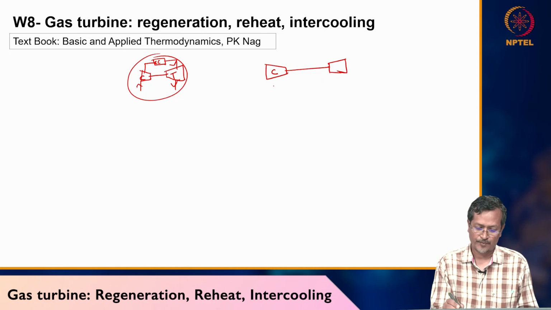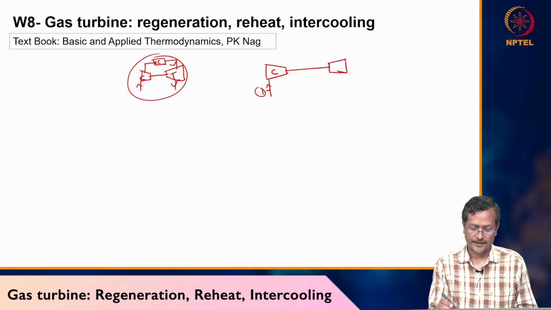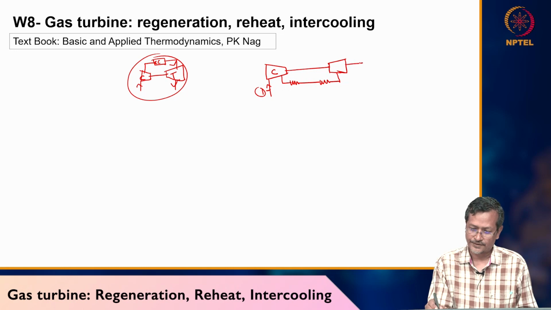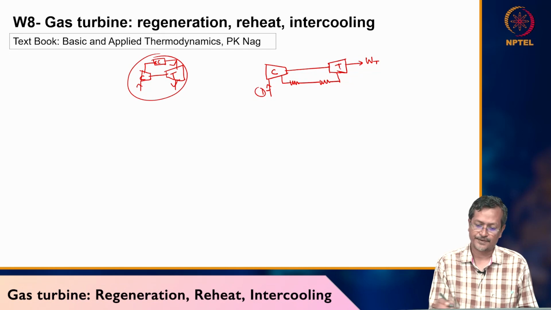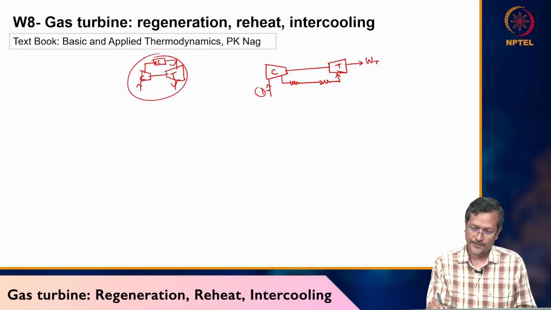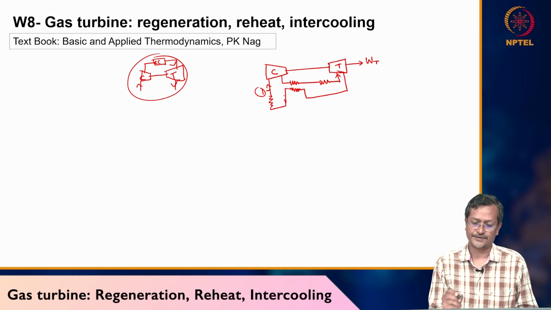So then the compressor will have inlet air 1. From inlet air it will go to one heat exchanger, then another, then it will go to the turbine, and this is power output W turbine, this is the turbine, and from the turbine the exhaust gas will come and it will be exchanging heat here, then it will go to here and like this.